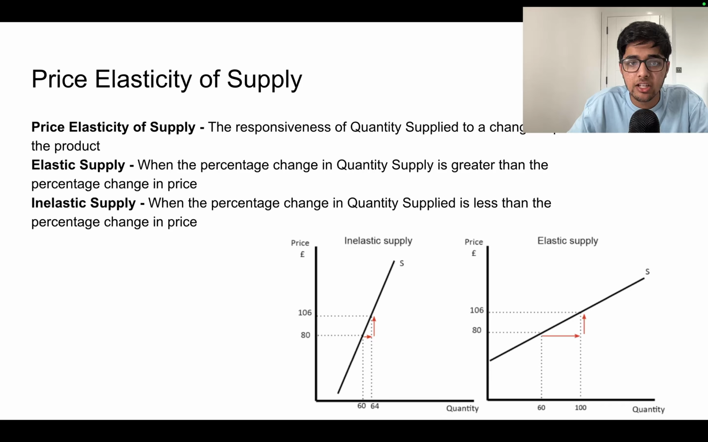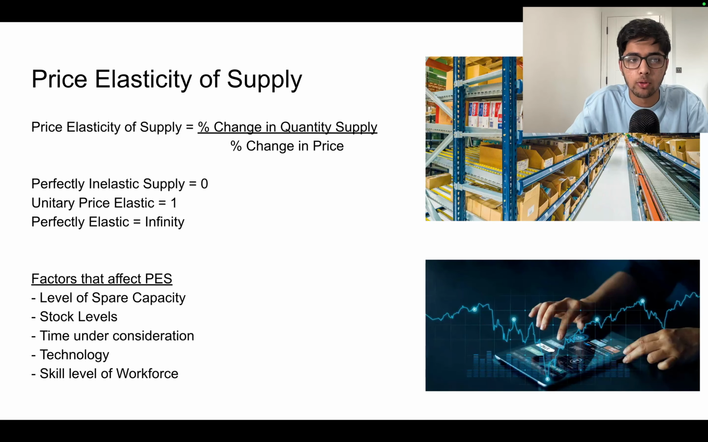Inelastic supply is when the percentage change in quantity supplied is less than the percentage change in price, and below are the different diagrams. You calculate price elasticity of supply by dividing the percentage change in quantity supplied by the percentage change in price. You can see the formula there.